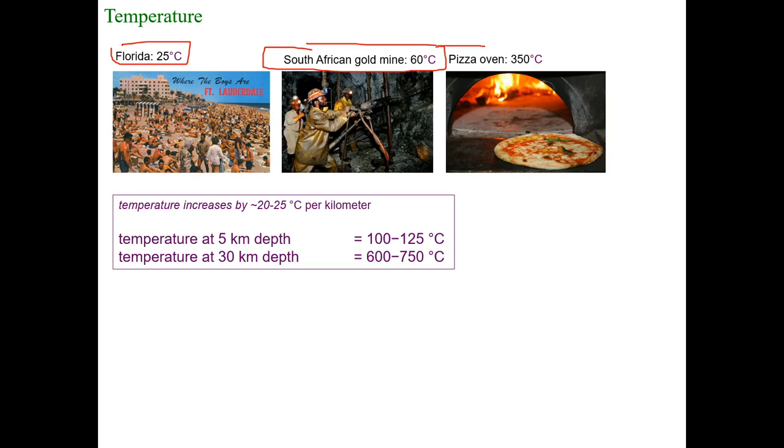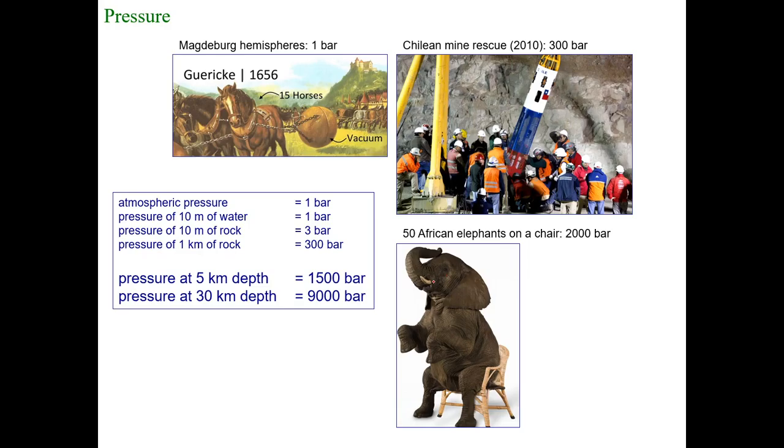Inside a pizza oven, it's about 350 degrees Celsius. That's about as hot as we're used to things getting. Maybe a pizza oven is one of the hottest things we're going to be around. But we're talking about really high temperatures in the earth. At the bottom of the continental crust, we're talking about 600 to 750 degrees Celsius, way hotter than a pizza oven, double the temperature.